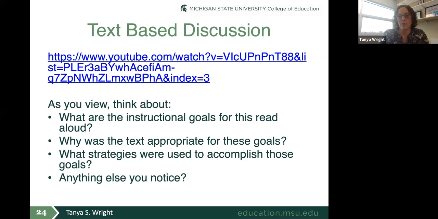By the time we've read the whole book, they're not really ready to sit and discuss. So they did the reading of the book, then they came back, then they discussed. She also had the text available. They could see it on the document camera.